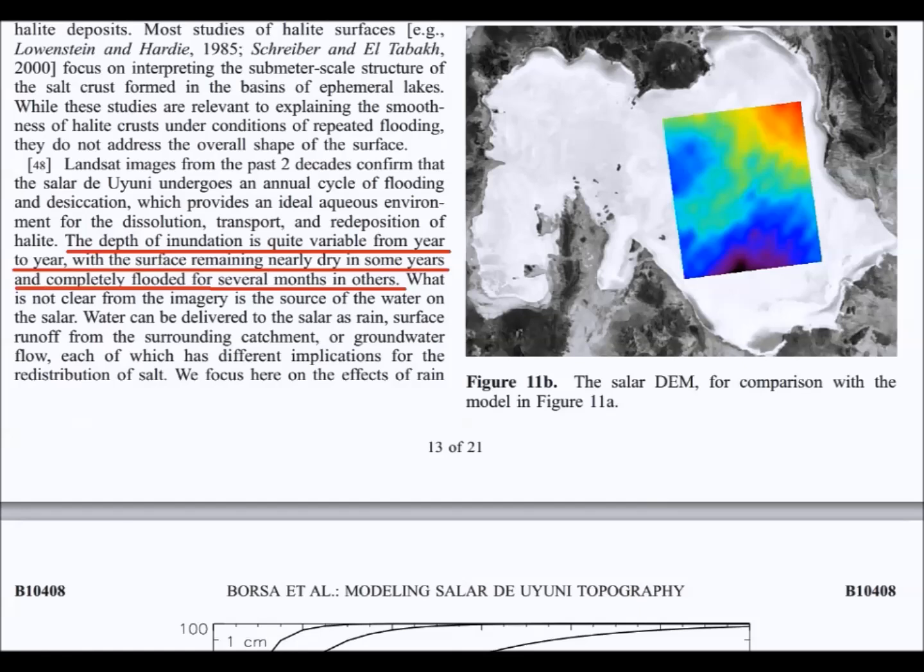It seems to be universally discussed that the salar will be completely covered in some years, and often for many months at a time. Here's the Journal of Geophysical Research, that same article we were talking about earlier. Scroll down a number of pages. It says here, the depth of inundation is quite variable from year to year, with the surface remaining nearly dry in some years and completely flooded for several months in others. Okay, so they're not saying puddles here and there, they're saying completely flooded.